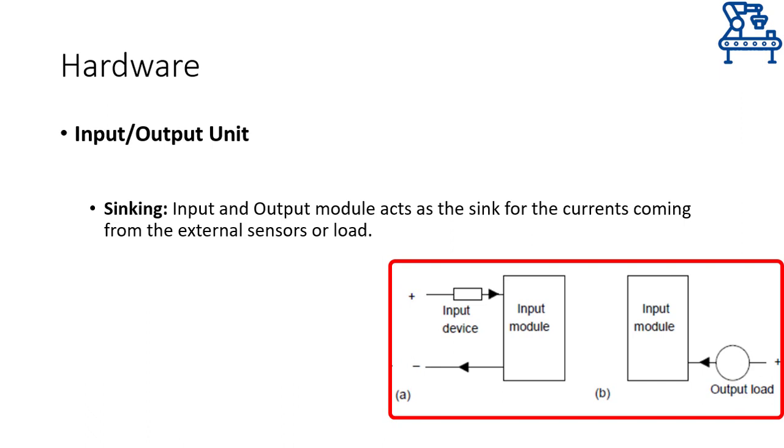On the other hand, the I/O unit may act as a sink as well. Therefore, in this situation, the current will flow from the external device into the I/O module that will act as a sink. This configuration is called sinking.